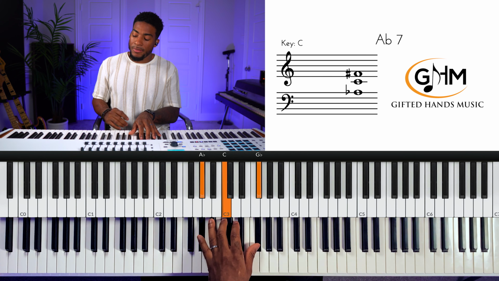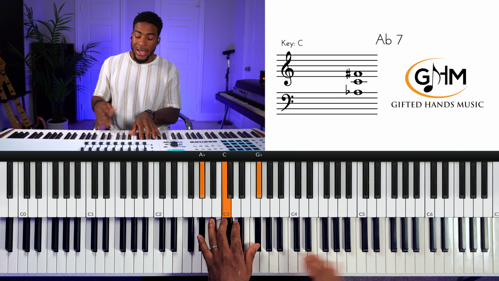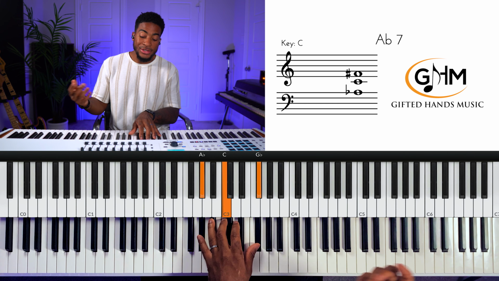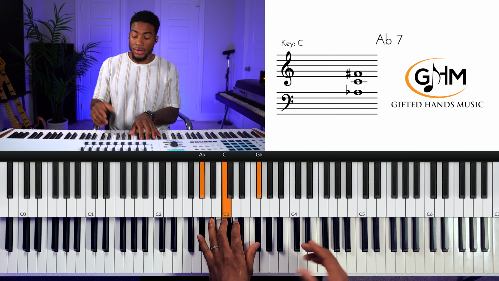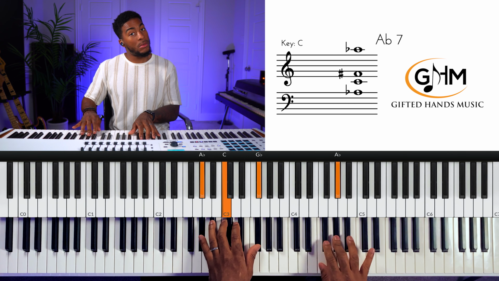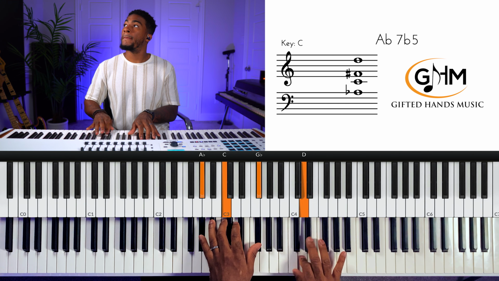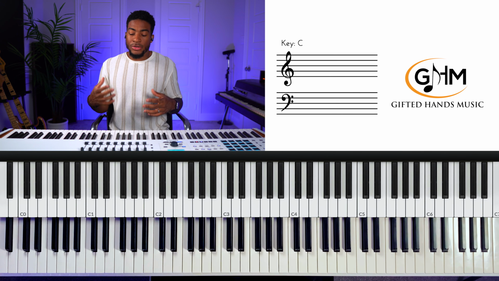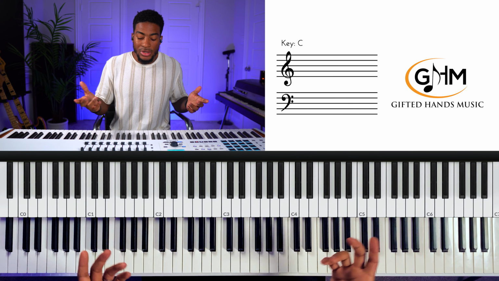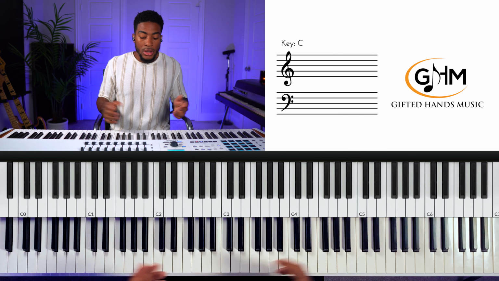And so by altering it, I get the sharp 11, which turns out to be an alteration of whatever dominant chord that you're playing. And I feel like that sounds really good when you use it in context, when you're using it in a progression in a song. So let's throw that in.